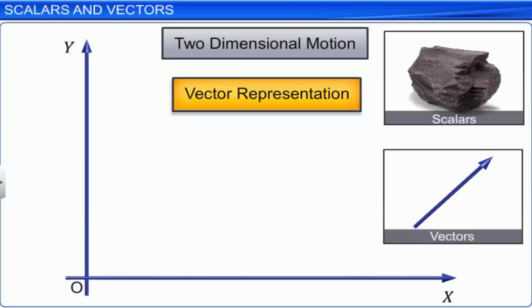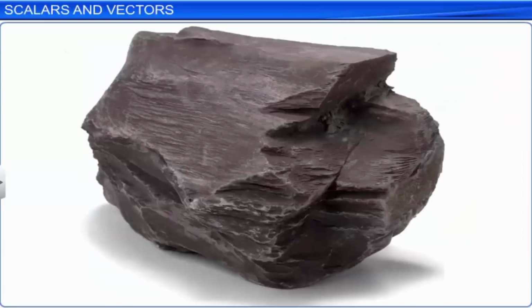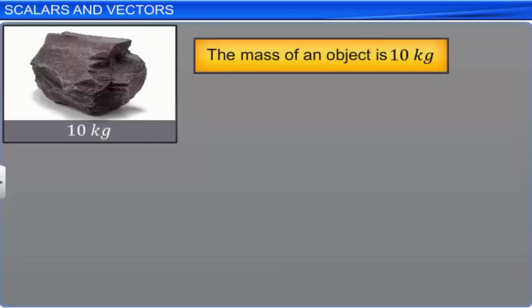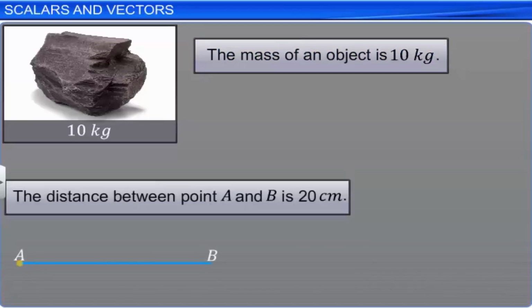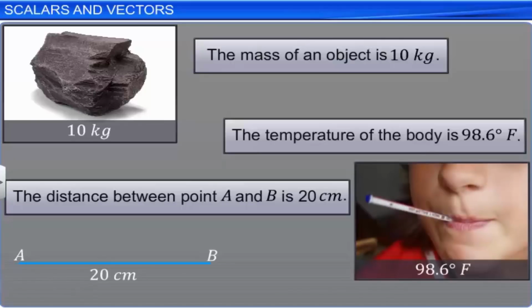Entities described completely with the help of a number, along with its unit, are called scalars. The mass of an object is 10 kg. This description is complete, and you do not need to add to it to identify it. Similarly, the distance between point A and point B is 20 cm, is a complete description. Likewise, the temperature of a body and the time at which an event takes place are described completely by a number along with corresponding units.